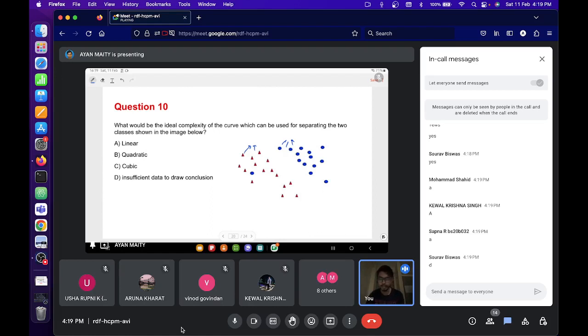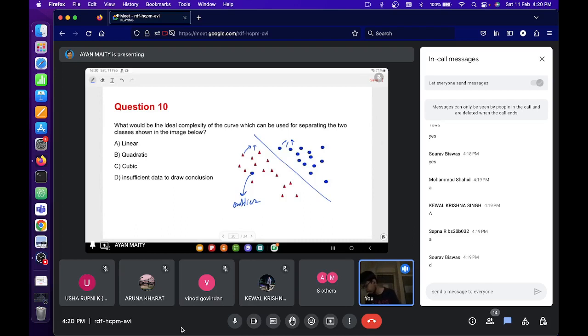Many of you have written A and one of you has written D. Robert has written D, insufficient data to draw a conclusion. All the labeled points are shown in the plot, and we can see that there is one outlier, a noisy point. But if we just remove that point, this is a very easy classifier to build. A straight line will classify almost all the points except this outlier, this blue dot among these triangles.